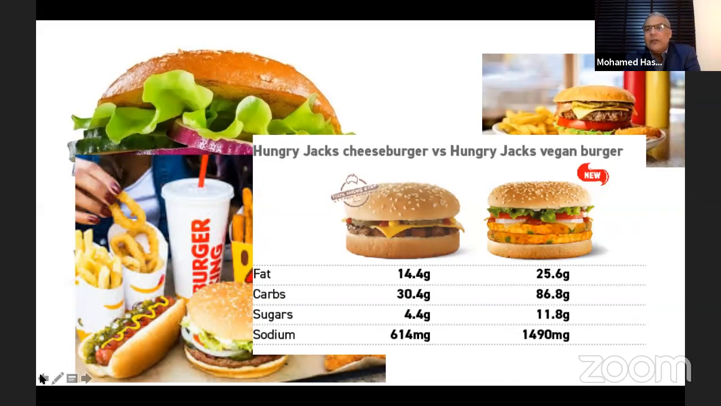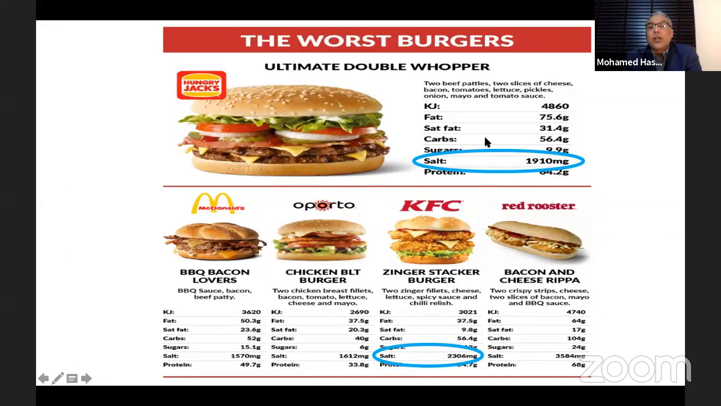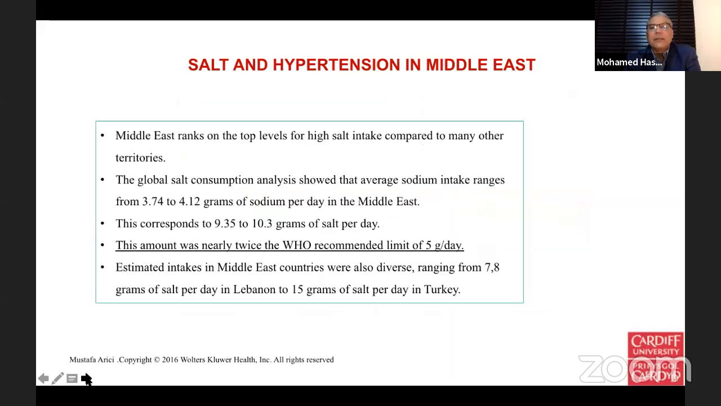It looks nice, I have to admit, but if I have high blood pressure, this is something I need to think about. And we haven't yet looked into the price that the person would have with the added salt on top of it. If you go for this ultimate double whopper, it is 1900 milligrams of salt. If you go to the Zinger Stacker burger, that's from KFC, that's 2,300 milligrams of salt. That's extremely high. In just one sandwich, you have 1.5 times the allocation on a daily basis.